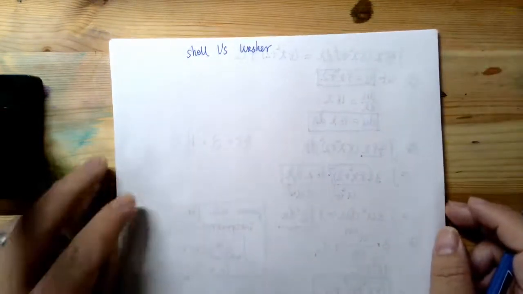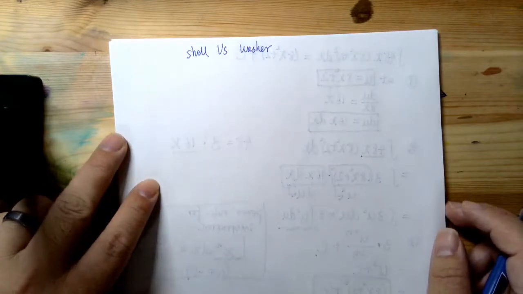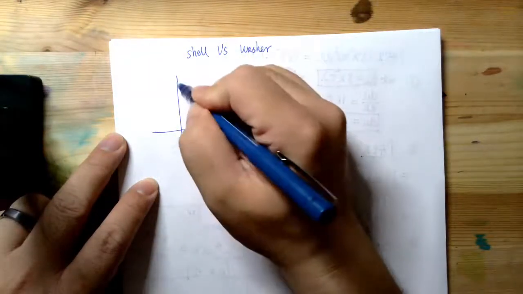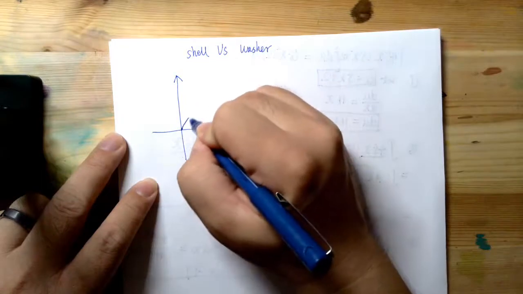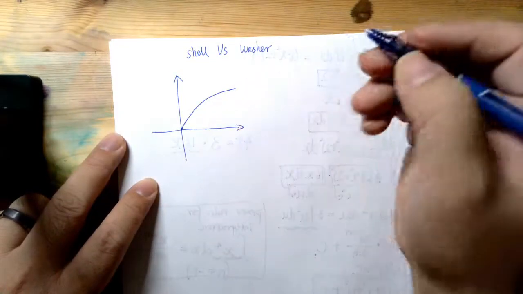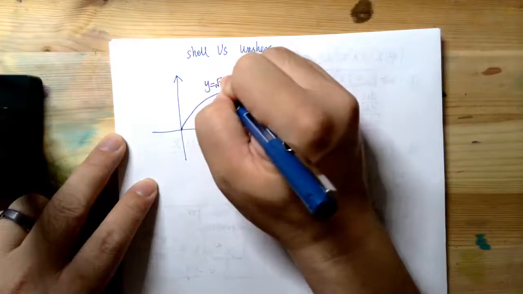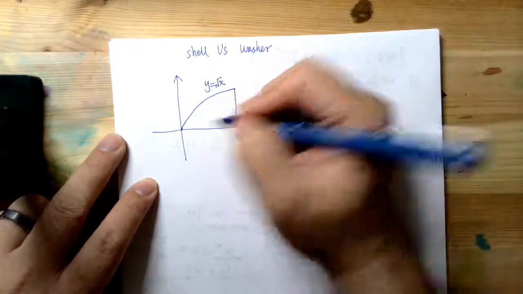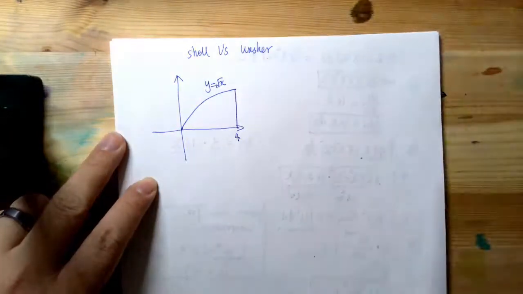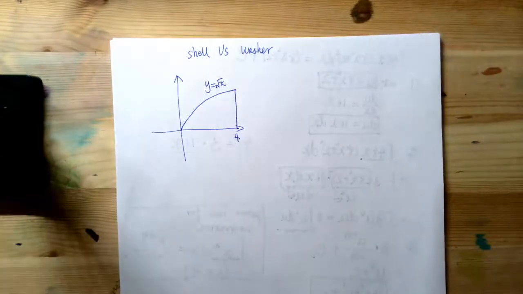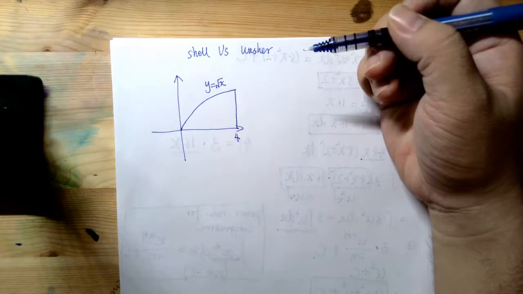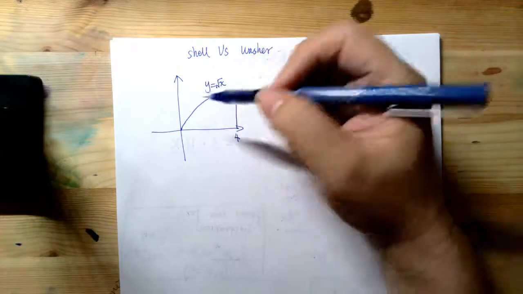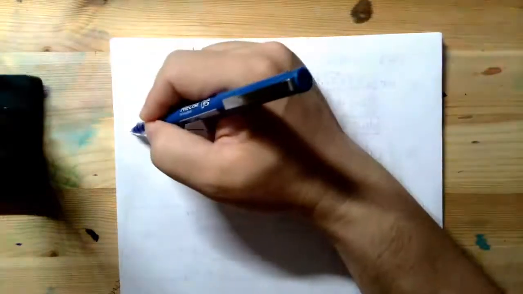So suppose we have a region bounded by y equals square root of x, and then x equals 4, and also the x-axis. Okay, so this is the region. And then I would like to revolve this region about the y-axis to form a solid.